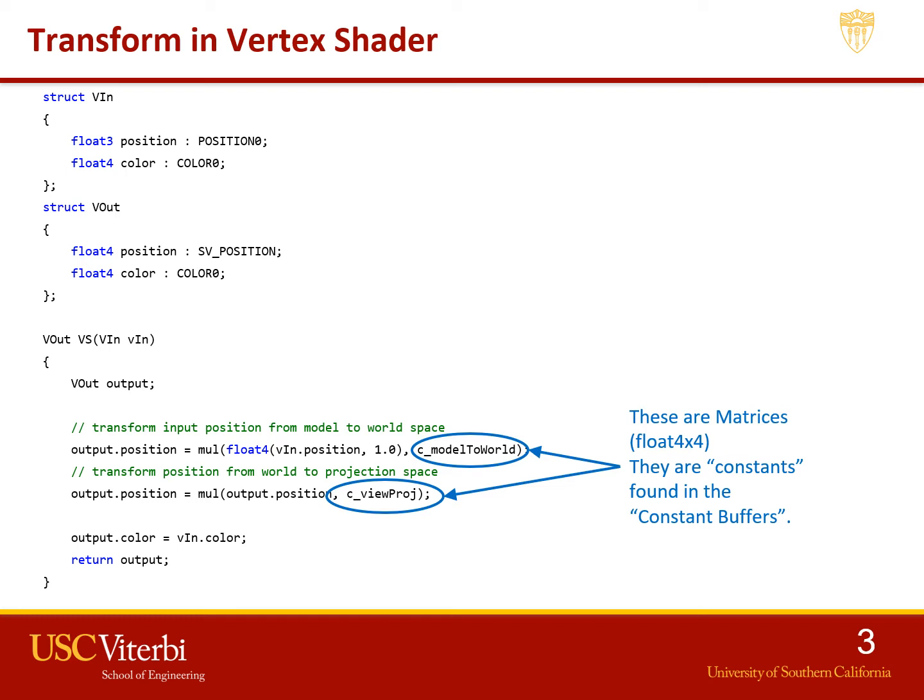What is a constant? Well, it means that it's going to be the same for all vertices that are running this shader, right? When we set up our shader to run, one of the things we'll set up is the constant buffer. And then we'll pass in a bunch of these VINs. So each vertex has a different position and a different color, but they all share these, quote, constants.